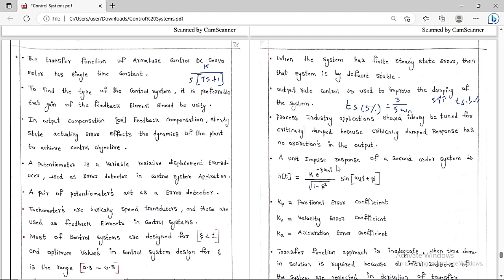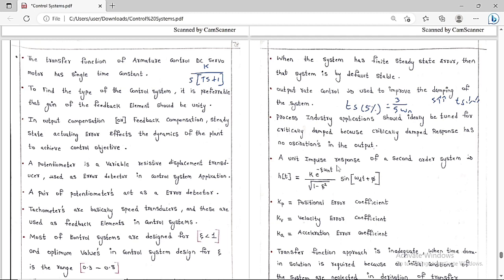So finally I can say that in the case of output rate control or feedback control, we are going to improve the damping of the system as zeta increases. When zeta increases, the settling time decreases, as you can see clearly from this expression: the settling time for the 5% steady state error is equal to 3 by zeta omega n. Improving the damping ratio means the zeta value increases.